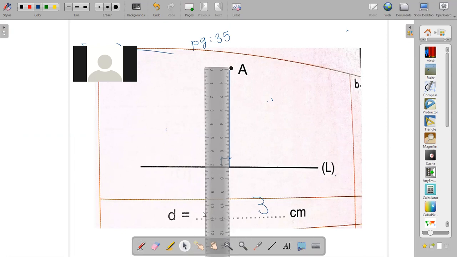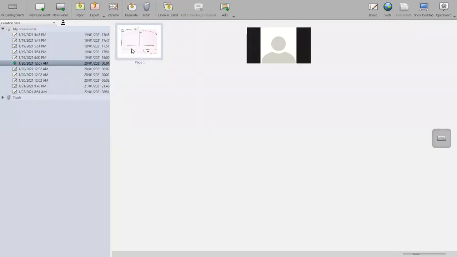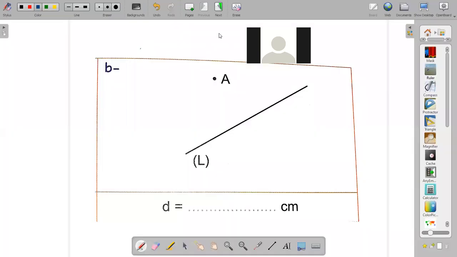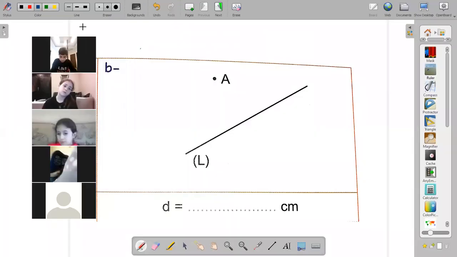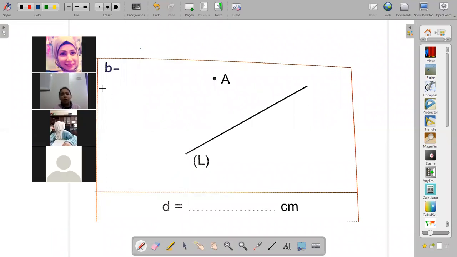Yes. Okay, let's do now part B. Which page? Page 35. Teacher, but this was homework. Yes, for today. So we will correct it today. It's homework for today.